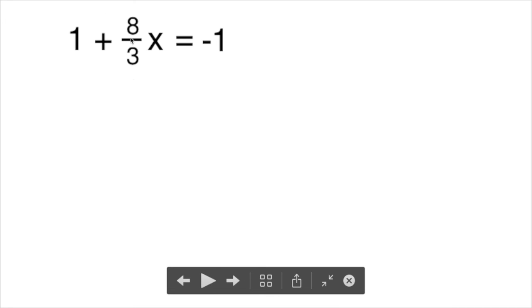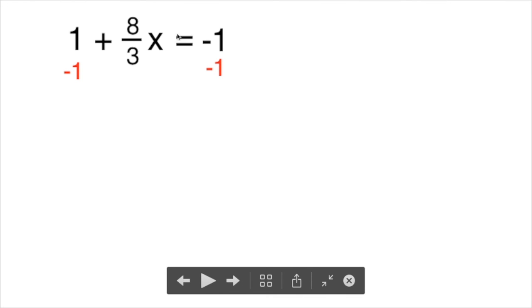So we have a multiplication. We multiply that by 8 over 3. And then we add 1 to it. Or you can think of it as multiplying by 8, dividing by 3, and adding 1 to it. Either way, the last thing we're doing is adding 1. That's what we get rid of. So we are going to subtract 1 from both sides. Subtract 1 from here, subtract 1 from here.